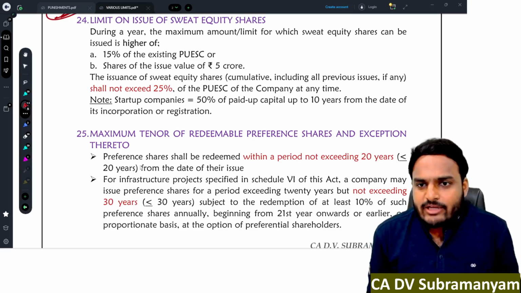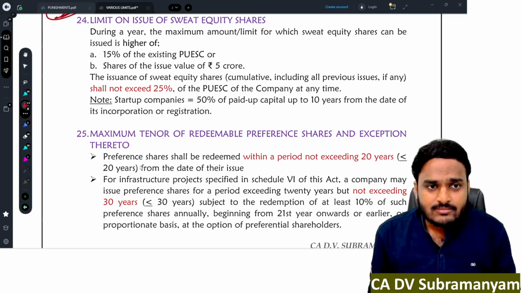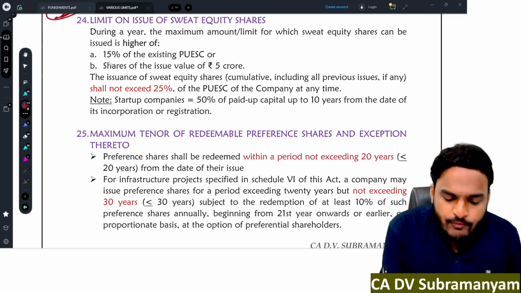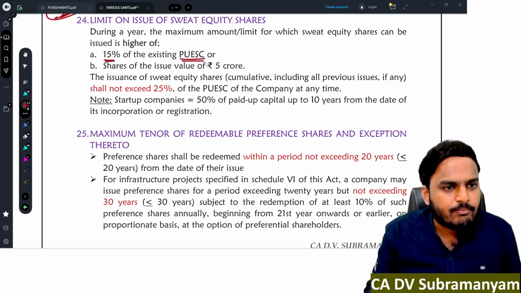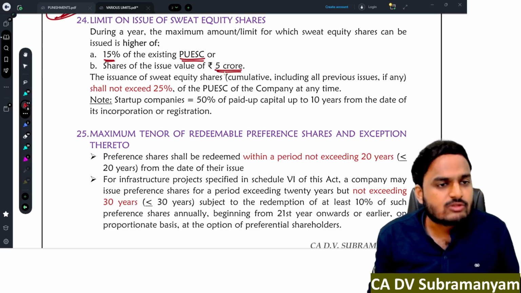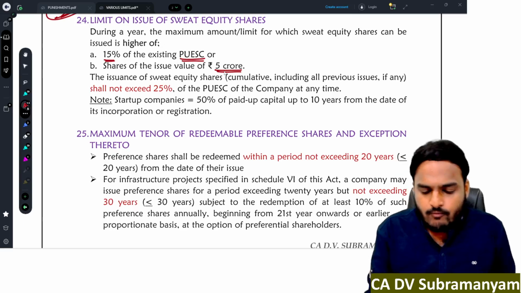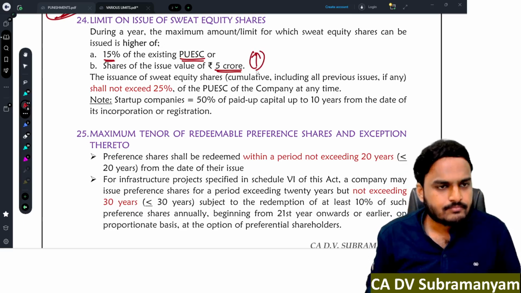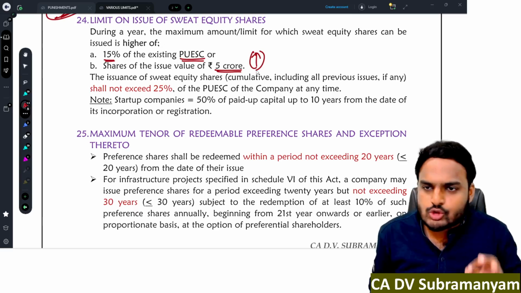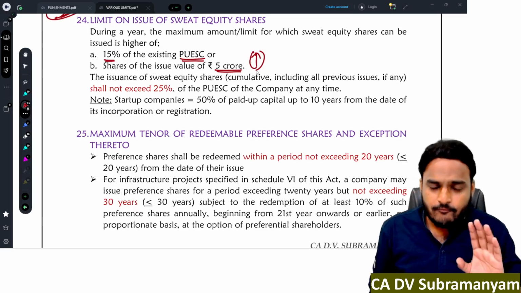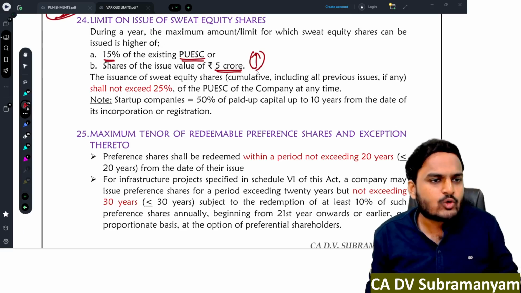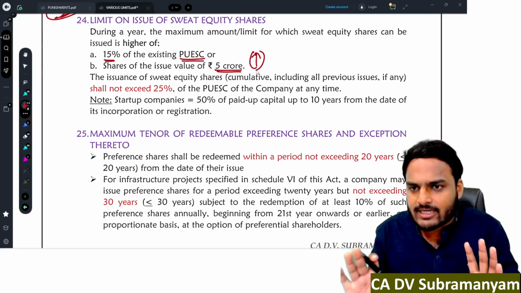Next one, limit on issue of sweat equity shares. At a time, a company can issue sweat equity shares up to 15% of existing paid up equity share capital, or rupees 5 crores of sweat equity share capital, whichever is higher. Understood? At any point of time, a company can issue sweat equity shares to the extent of 15% of existing equity share capital, or rupees 5 crores, whichever is higher.